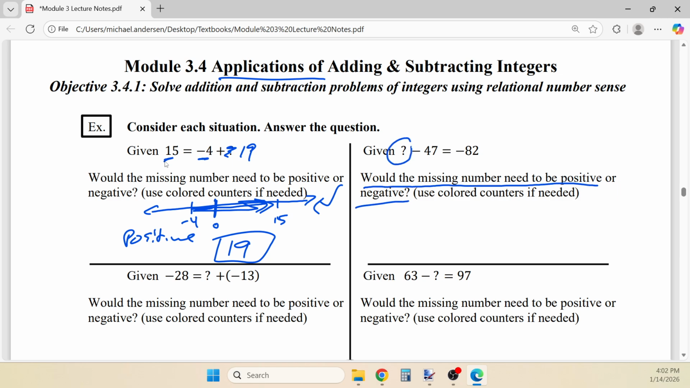I have some number. I'm going to subtract 47, and I'm going to end up at -82. So I have some number that I don't know. I'm going to subtract 47 from it. I'm going to end up at -82. 0 is 82 units away. I only moved 47 units to get where I was going. So this number here has to be negative.